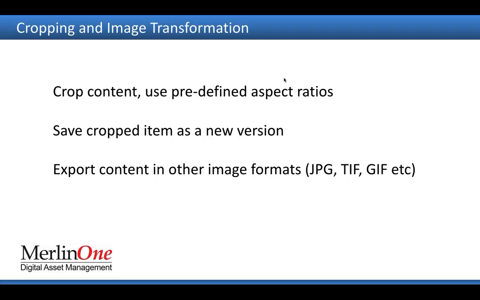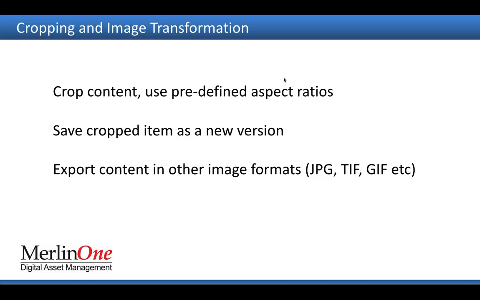As far as cropping and image transformation, cropping, I mean, that kind of says it all. You can crop content any way you want. You can size it any way you want, and you can use predefined aspect ratios. So if you know you want something to be 16 by 9, you can just select that as your aspect ratio, and it will pre-crop the picture at that aspect ratio for you. You can also save the cropped item as a new version. That is something that we've added, and it's related to our versioning functionality. And as I mentioned earlier, you can export the content in other image formats.